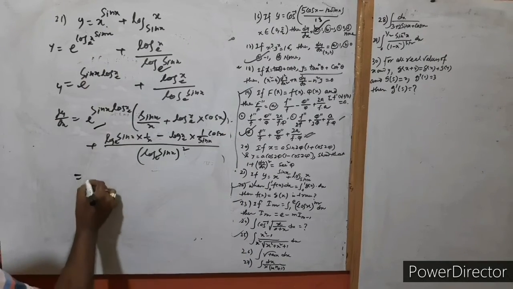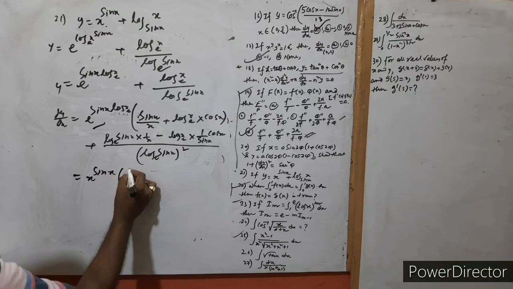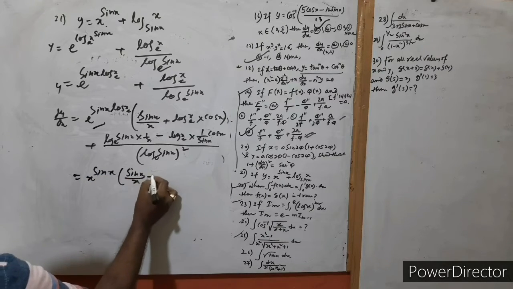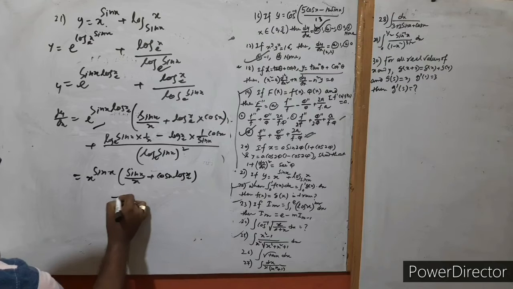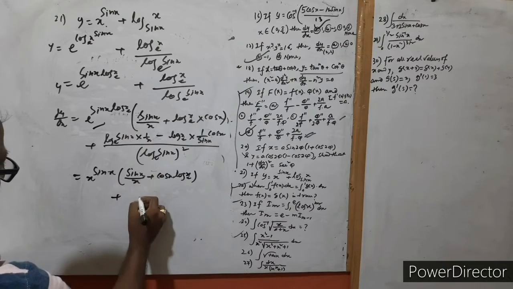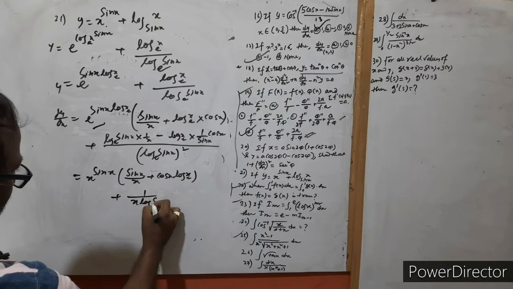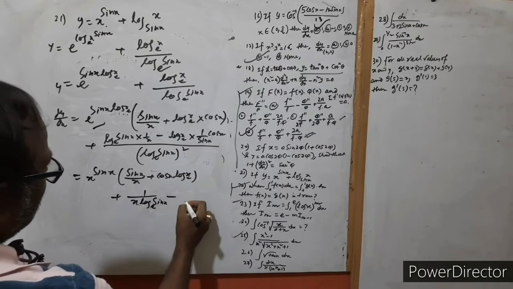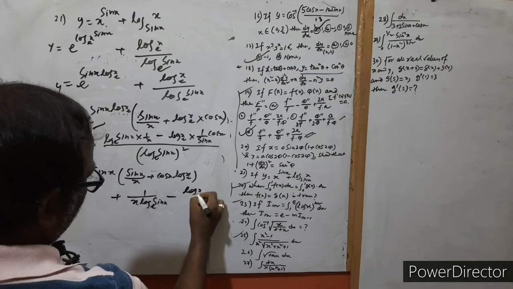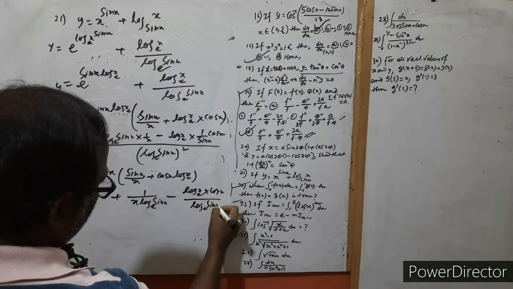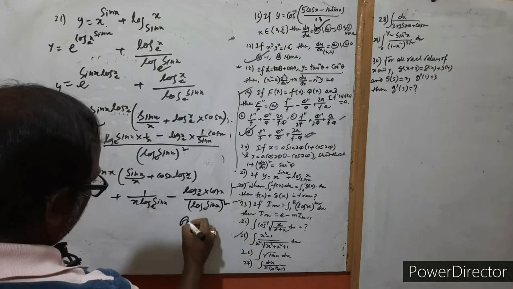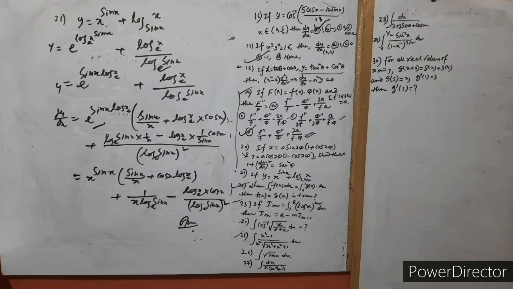and we can write this as x to the power sin x by x cos x, okay, and plus this divided by this 1 by x log sin x to the base e, and this is log x into cot x. Okay, this is the 21st. Okay, see carefully. Okay, now we have to proceed to the 22.